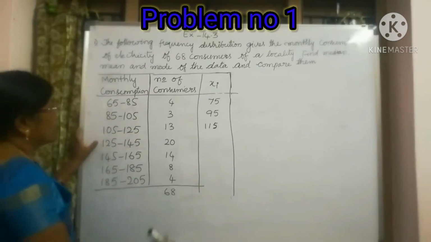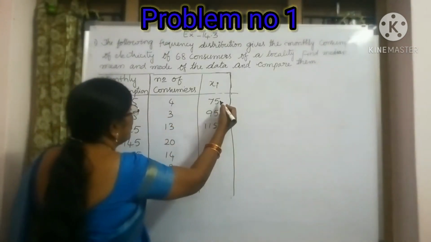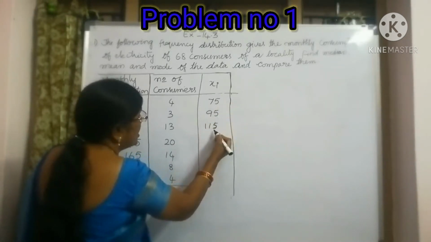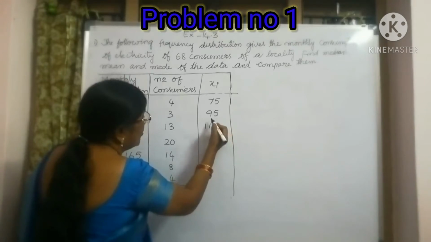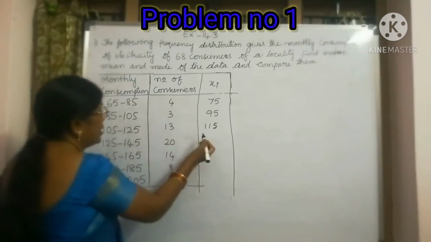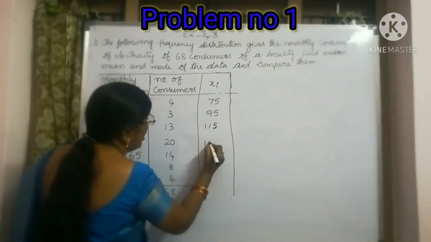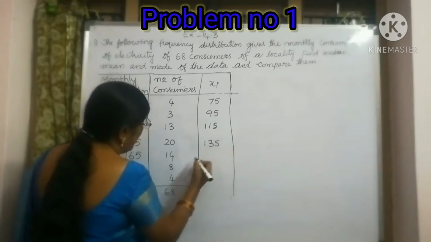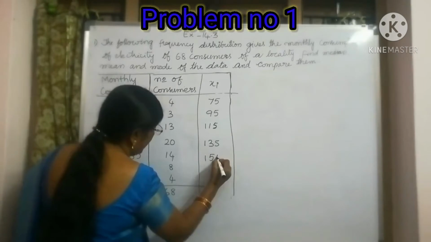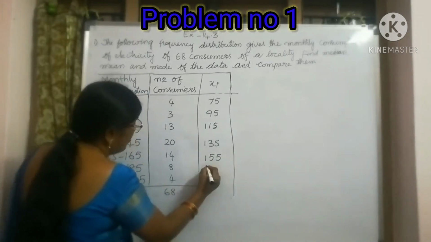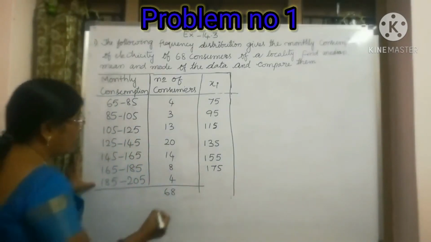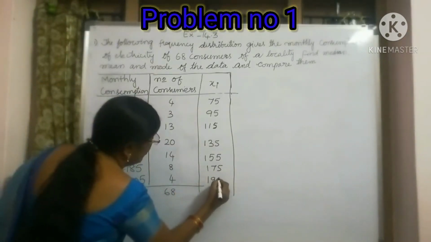So, if we observe this, 75 plus 20 is 95, and 95 plus 20 will give you this. As the class intervals are equal, we can add 20 to them. So this will be 135, and this will be 155, and this will be 175, the mid value of this, and this will be 195.